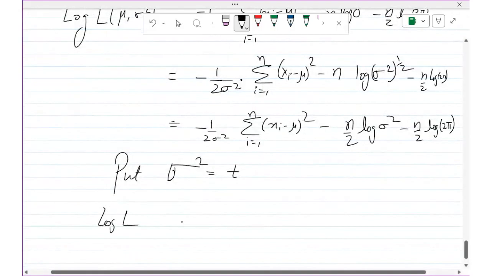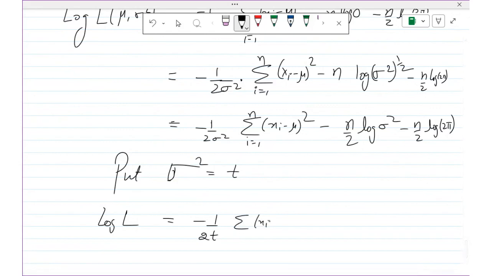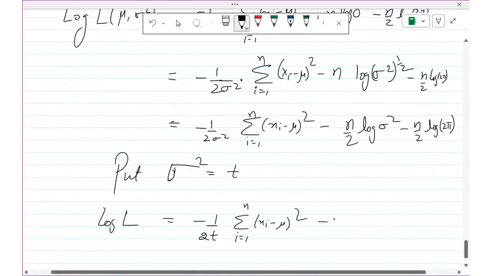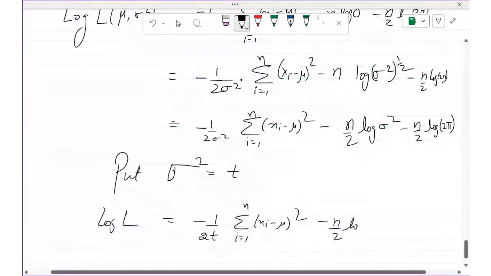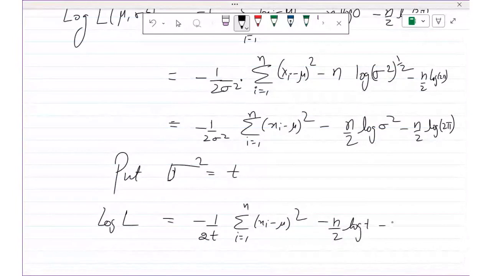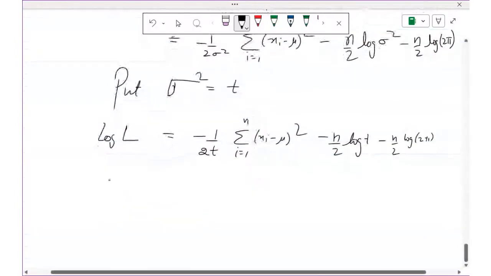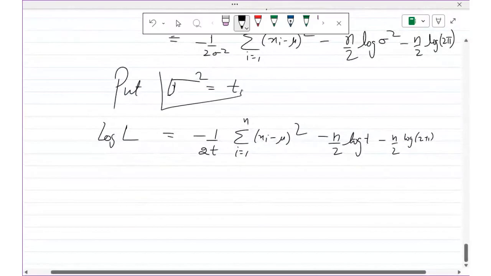So log of L is equal to minus half t, in place of sigma square I am putting t, sum of xi minus mu whole power 2, i varying from 1 to n, minus n by 2 log of t minus n by 2 log of 2 pi. Okay. Now I will do derivative of this to find the maximum likelihood estimate of t. T means sigma square.